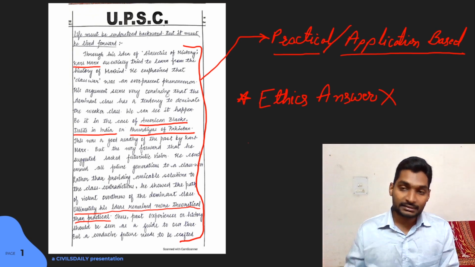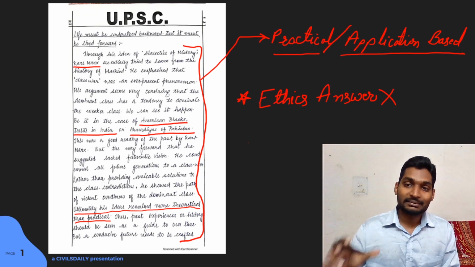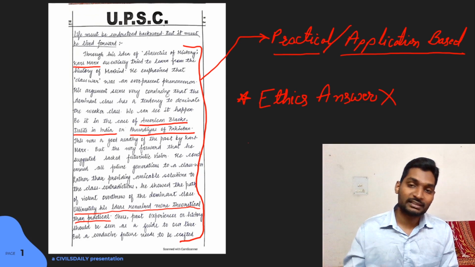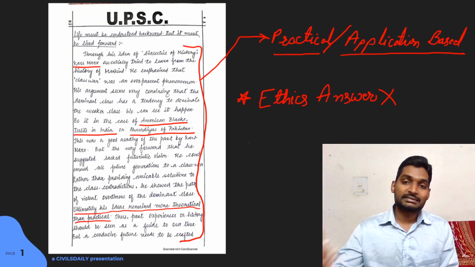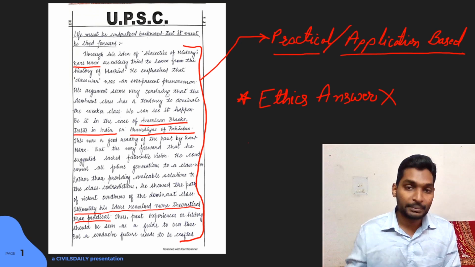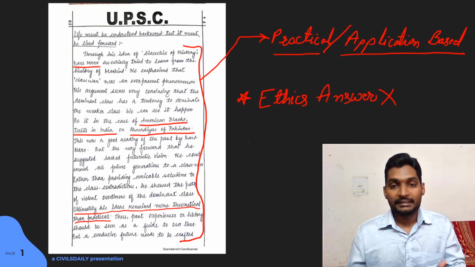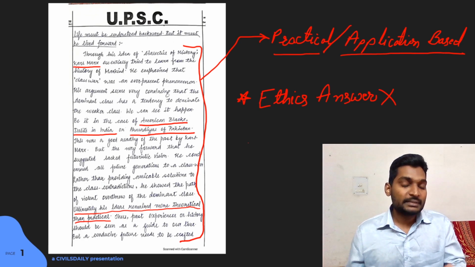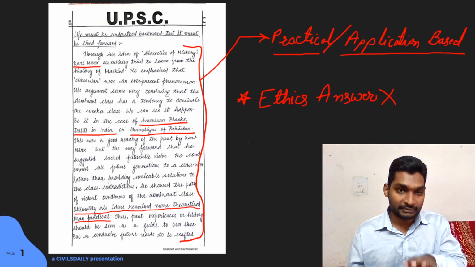So let's start with today's agenda. I'll be focusing on certain fundamental aspects of writing philosophical essays. I'm using a sample essay to make it more comprehensible to you. The sample topic that I am using is: life must be understood backwards, but it must be lived forward. That is the title of our philosophical essay.